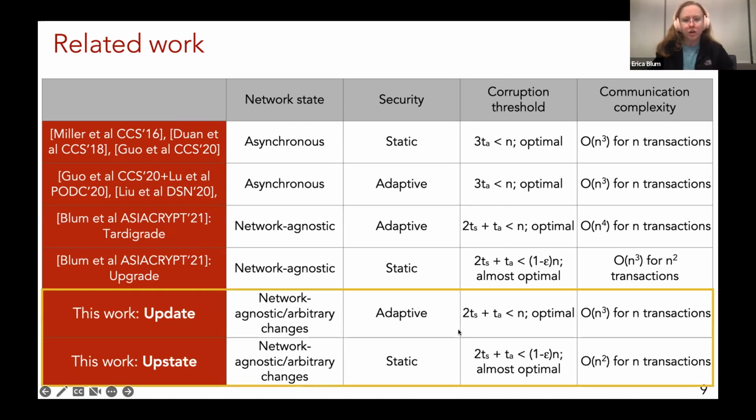So that brings us to this work, where we consider not only the network agnostic world, but also this arbitrarily changing network world that I've just mentioned. We're going to present two protocols, Update and Upstate, where Update is our adaptively secure protocol that gives us cubic complexity for batches of n transactions. And then we're going to briefly talk about Upstate, which is a static version with that nice linear cost, this time for batches of n transactions. And the cost that we pay, as before, is this almost optimal corruption threshold, which is an open question to resolve.